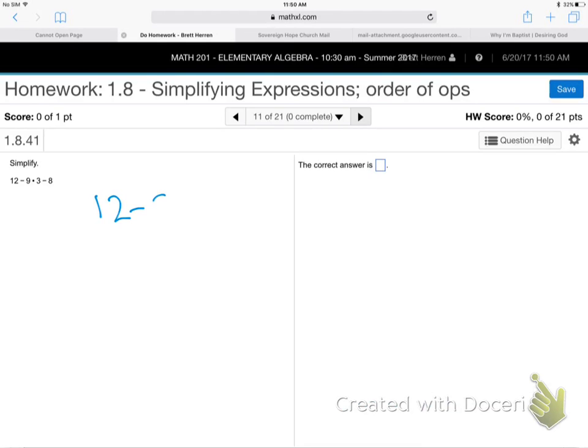So 12 minus 9 times 3 minus 8. All right, so give that one a try. I see it better now, easier.